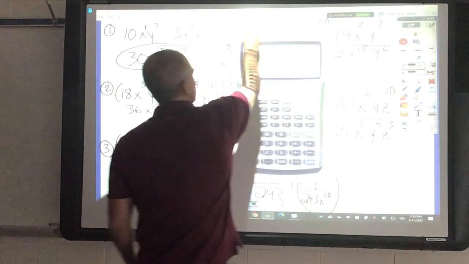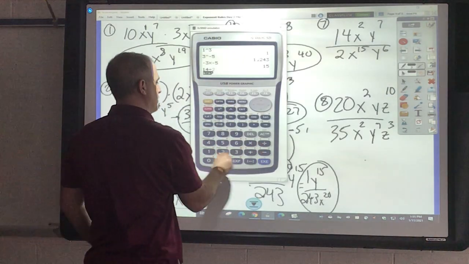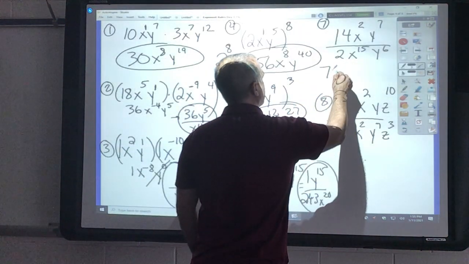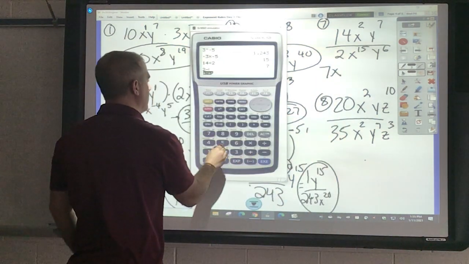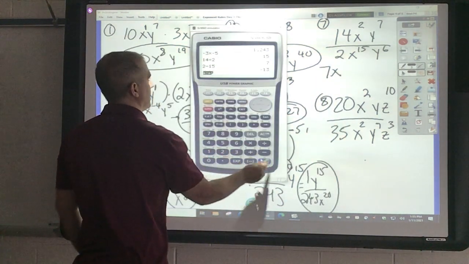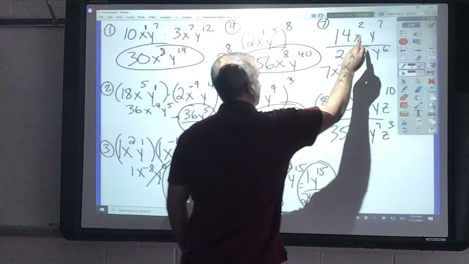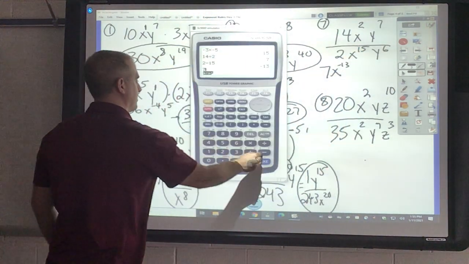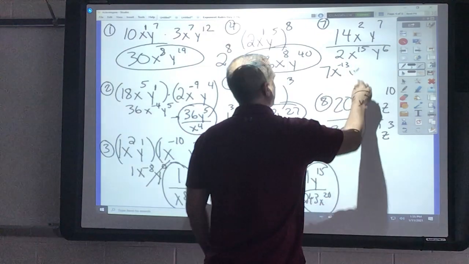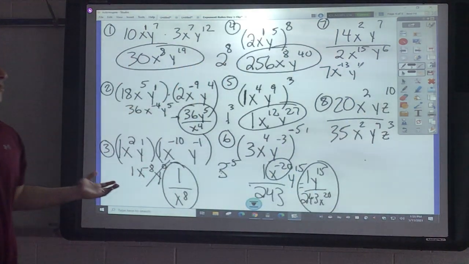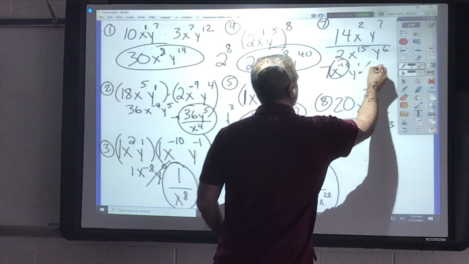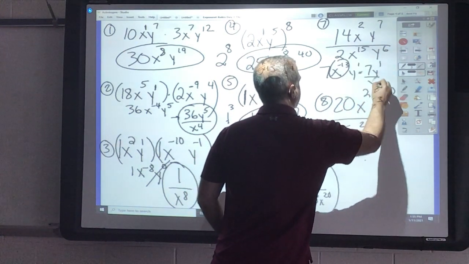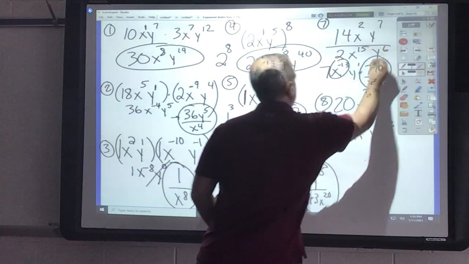Okay? Division rule. I got 14 divided by 2 would give me 7. X, let's do, I would subtract. 2 minus 15 is negative 13. 7 minus 6 is going to be y to the 1st. Okay? Now I've applied that rule. What's the only thing I got to do? I got this negative right here, so that's 7y to the 1st, x to the 13th on the bottom.